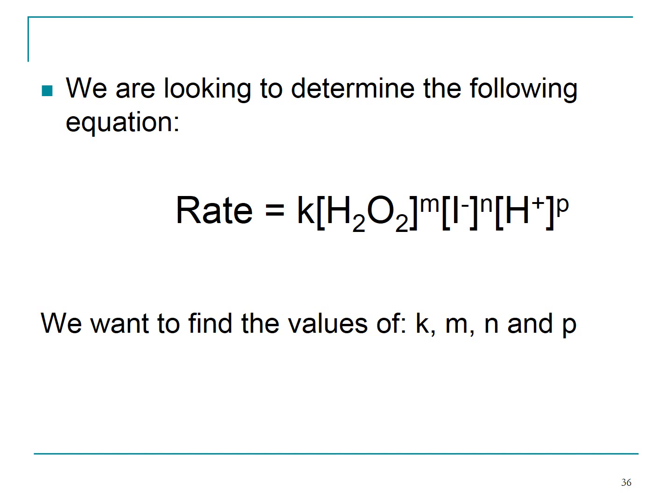So we always start out by writing the rate law, and the rate is always equal to K times the concentration of the first reactant raised to the M power, the concentration of the second reactant raised to the N power, and the concentration of the third reactant, if there is one, raised to the P power. What do we want to find? We need to find the values of M, N, and P, and then we also have to find the value of K. So this is our rate law.